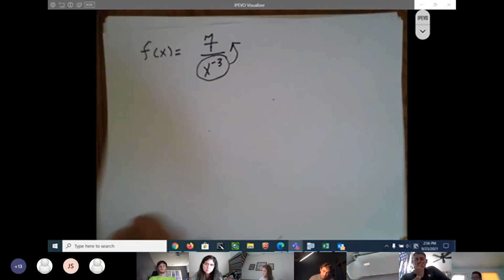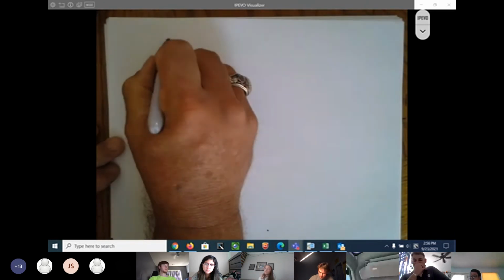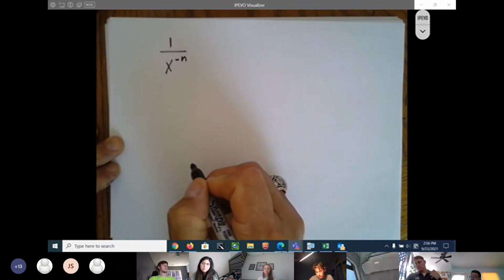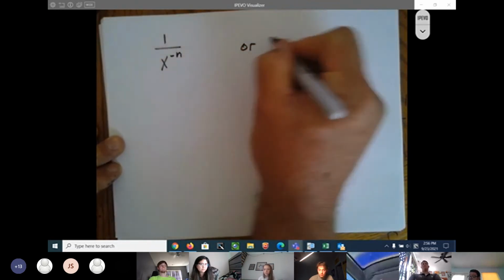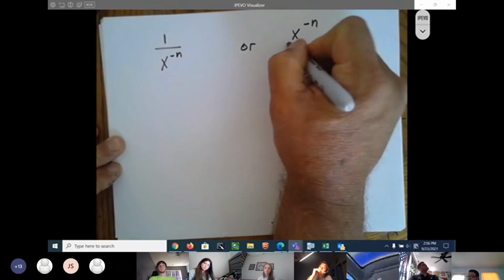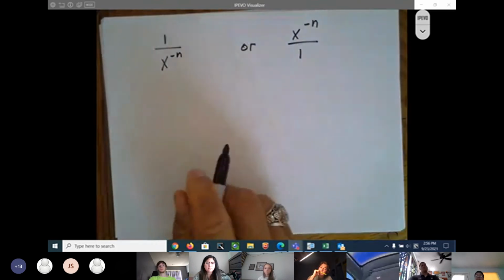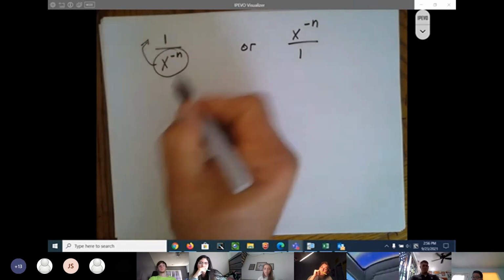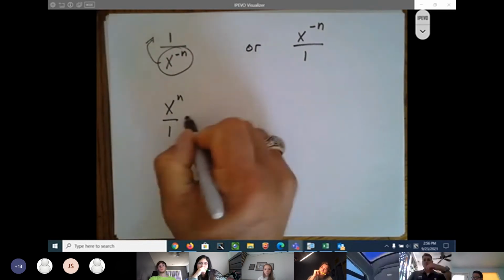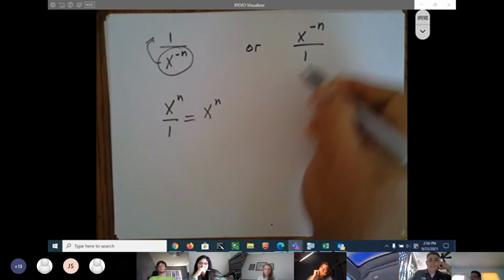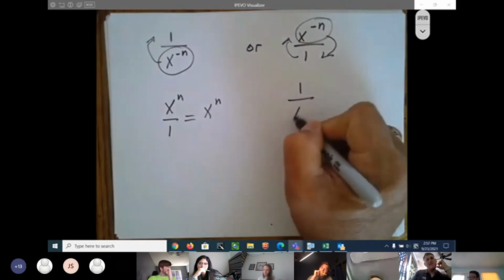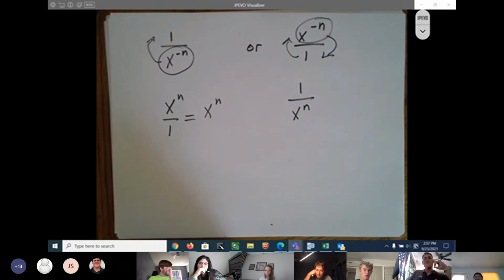Let's go back to algebra, okay? 1 over x to the negative n, or x to the negative n over 1. If I want to make positive exponents, I bring this upstairs or flip it. If I want this, I bring this downstairs or flip it. Now, do y'all remember that? Yes or no?